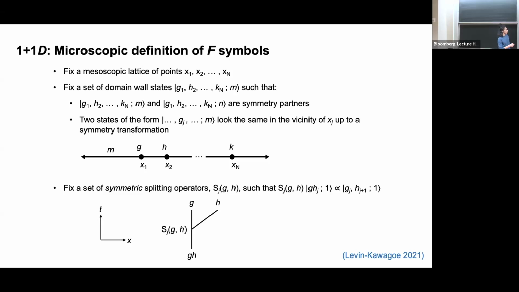So first of all, if the states are the same except for the label here, then we require that these two states are symmetry partners. And secondly, we require that if two domain wall states have the same kind of domain wall at a particular point xj, then these two states should look the same in the vicinity of that point up to a symmetry transformation. Okay. So we fix the set of domain wall states.